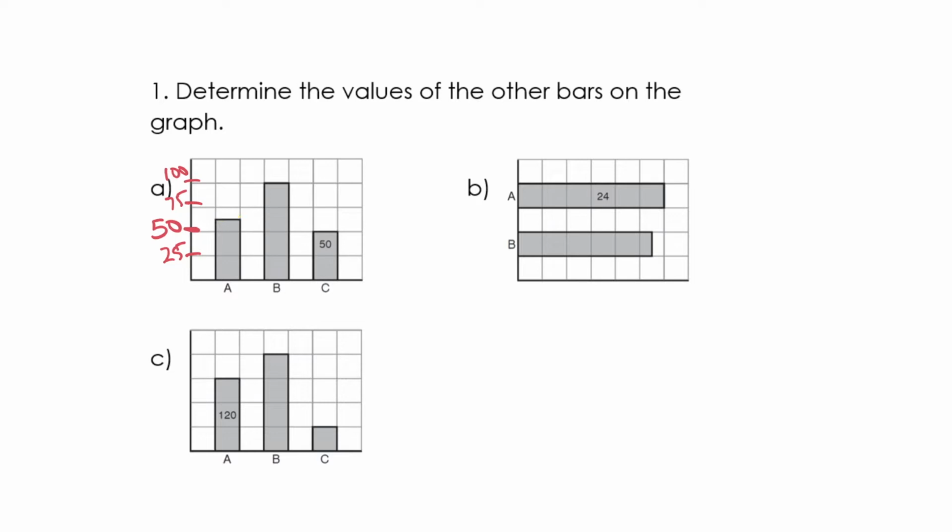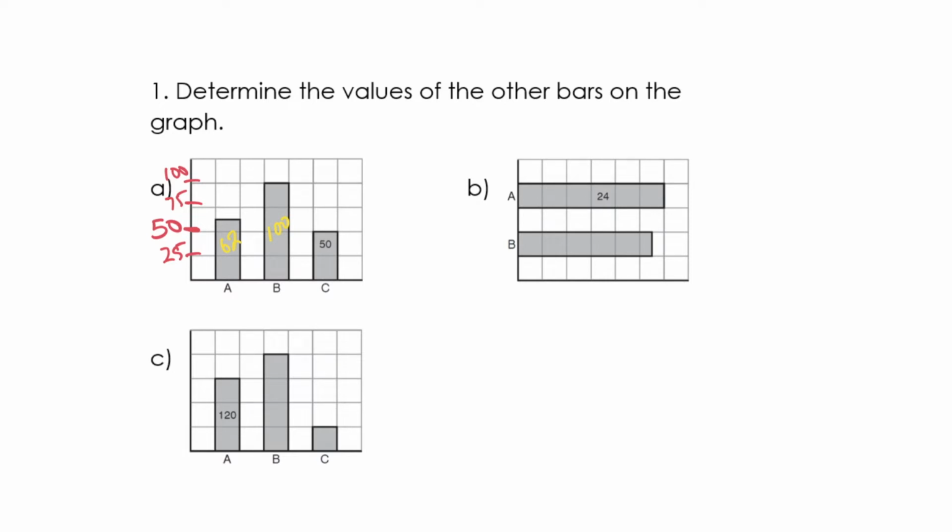I'm going to erase this little mark. I'm going to use this one here. You see how it goes there? It's in between 50 and 75. It's about halfway, so you can say that this one is about 62. It's close enough. If you said 63 or 65, we're good. And then this one here for B is 100 because it goes right up to 100.